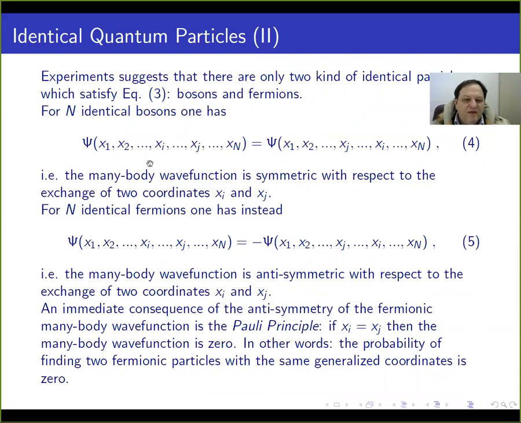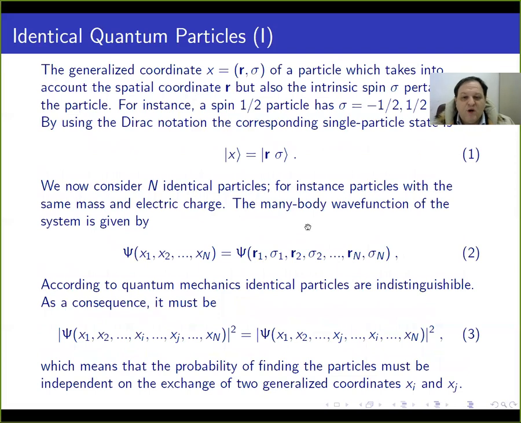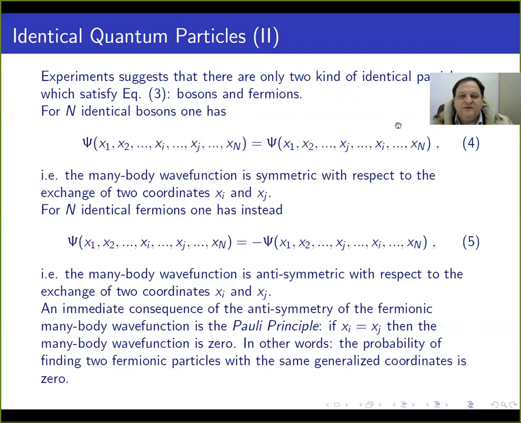This means that the many-body wave function is symmetric with respect to the exchange of two coordinates xi and xj. Notice the difference. I repeat, here you have the wave function. Instead, in the previous formula, you had the square modulus of the wave function. So for the bosons, equation 4 holds. For n identical fermions, one has instead that exchanging two generalized coordinates, a minus appears.